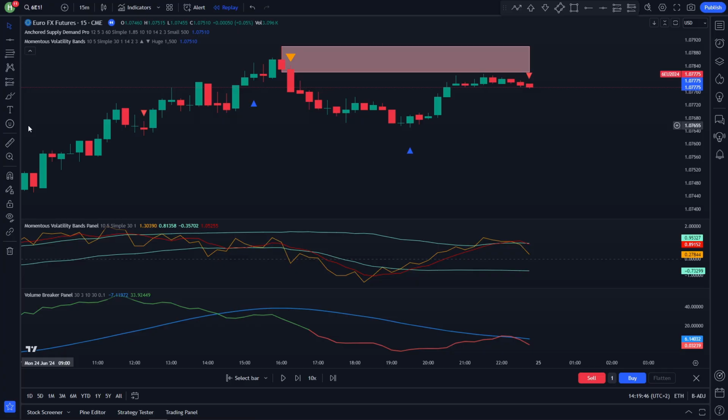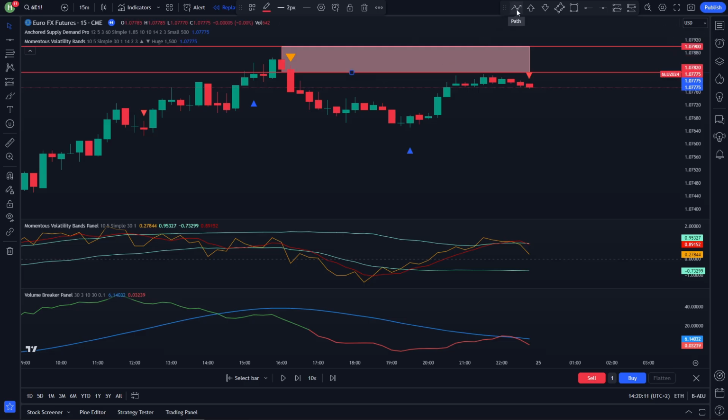Next, let's explore another futures example and look at one of the key components of this strategy. For this example, I've selected Euro FX futures in the 15-minute time frame. From the chart, we can observe that we received a sell signal from the Anchored Supply Demand Pro, with price action rejecting away from a supply zone.